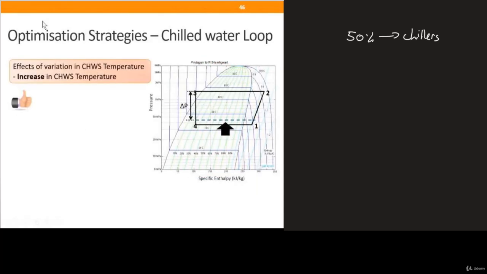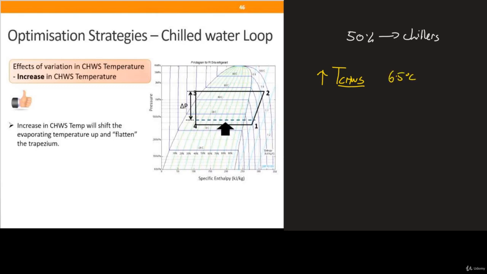So let's focus on the chilled water loop first. For the chilled water loop, one of the strategies we can use is to increase the chilled water supply temperature. This is nothing surprising, because if your chilled water supply temperature is not as cold, for example, initially your CHWS temperature is 6.5 degrees Celsius, and you increase it to maybe 8.5 degrees Celsius, you will achieve significant savings in the chiller itself. Why? Because your chiller will not have to work so hard in order to cool down the water.